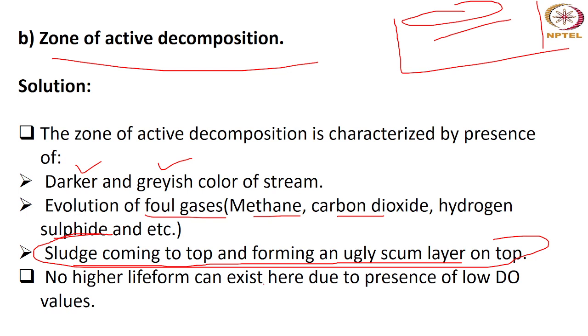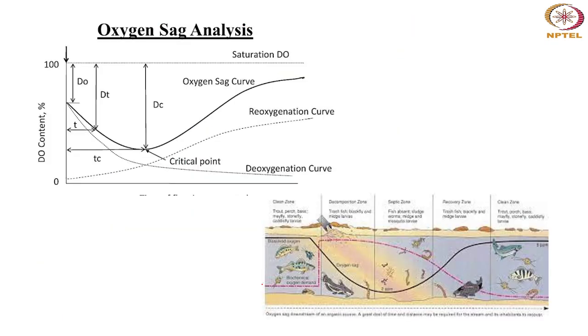So very minor life forms will be there, which can survive with less oxygen. So this is the oxygen sag curve. I think all of you are aware of this curve. So how is this curve actually working?